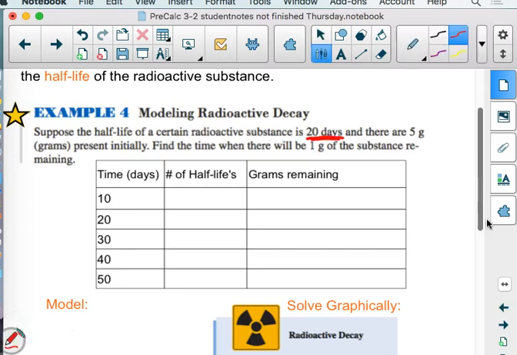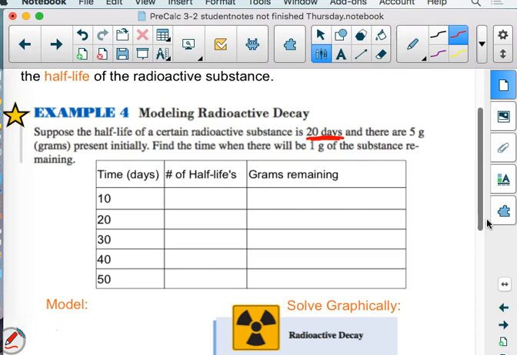Okay, so it's over 20 days. 5 grams present initially. All right, so that's what we're starting with. Find the time when there will be 1 gram of the substance remaining. All right, we're going to need a model. But to do that, we've got some weird stuff going on over here with the time, this 20 days business.